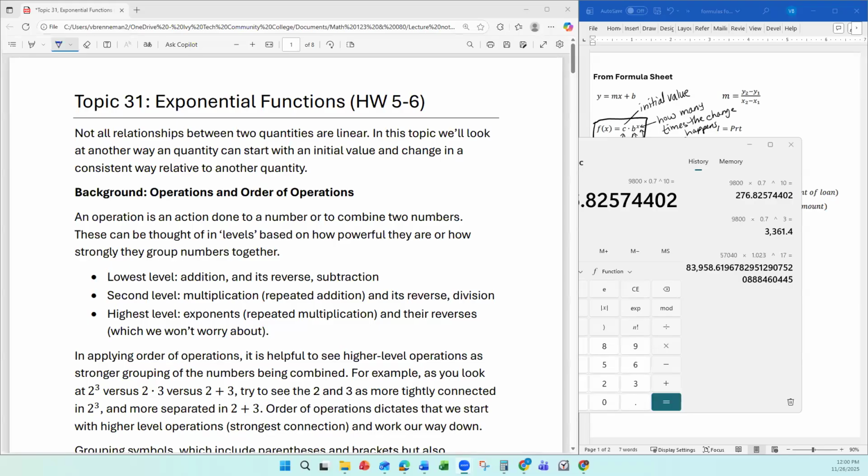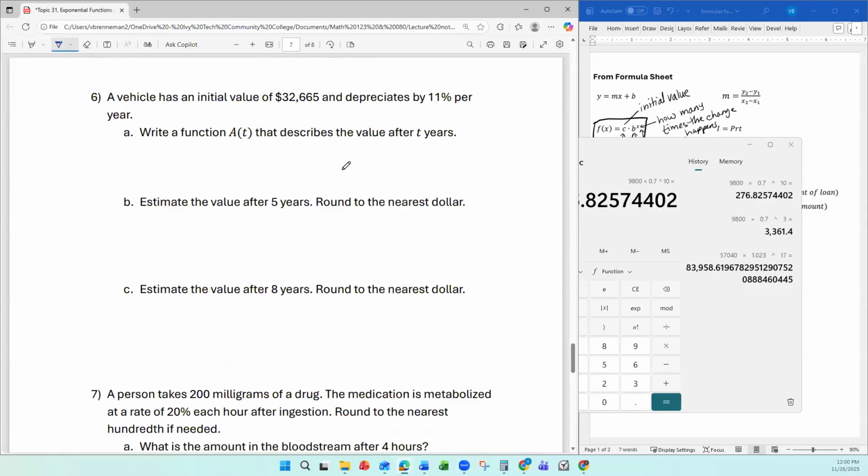Video is over topic 31, number 6. So we have information about a vehicle, in this case, the value of a vehicle. We're going to write a function and then use that function to make calculations.